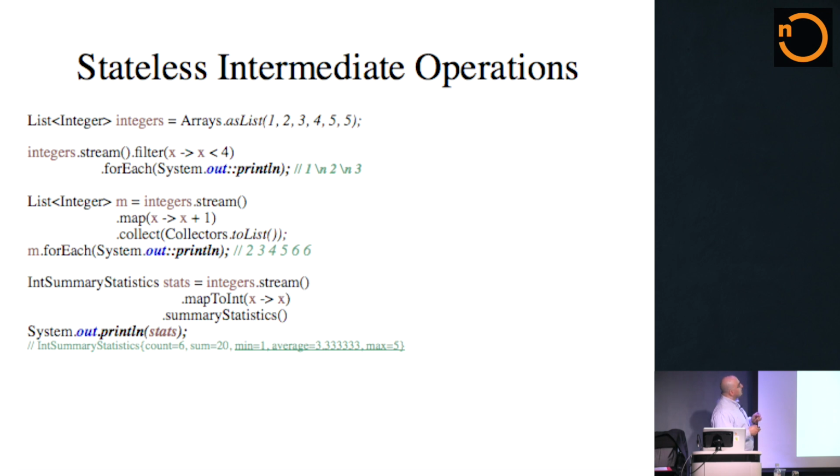So let's look at some examples. Filter: for example, I just want to find all the things that are less than 4, so you pass it, and it's going to print out 1, 2, 3. If you want to map it, like in this case incrementing each item by 1, you call .map, pass in a lambda expression that does that, collect it to a list and print it out. You can do something fun like summary statistics, which will calculate average and other standard stuff on the list you pass it. In this case, I'm mapping it to an int and doing nothing there.